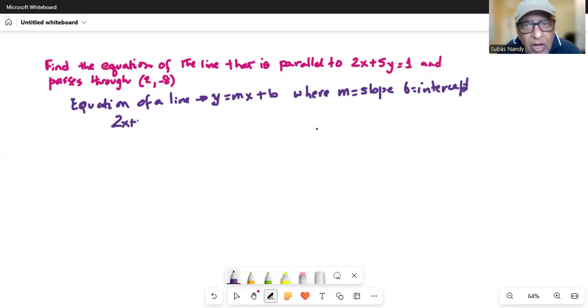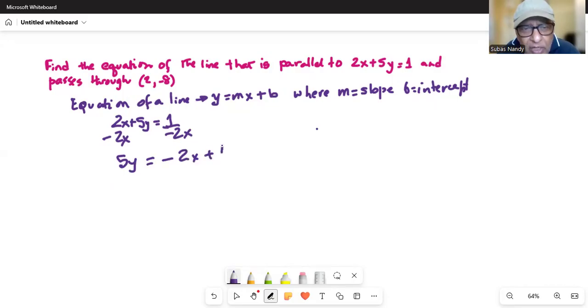2x plus 5y equal to 1 is the given line, and we want to find the equation of a line that is parallel to that. In the regular equation for a line, y is separated from x. So let's subtract 2x on both sides so that y is left alone on the left hand side of the equation. So now we have 5y is equal to minus 2x plus 1.